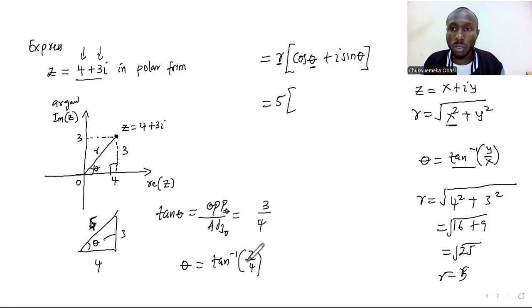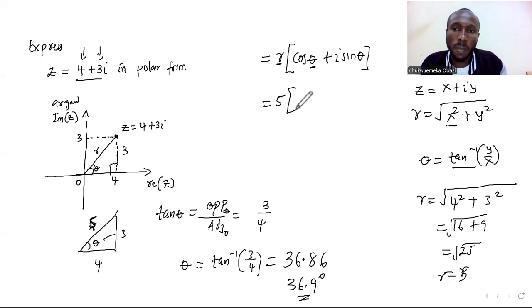Let me do that with my calculator real quick. Let's get the tan inverse. That will be shift tan, then 3 divided by 4. That gives me 36.86. So you can just say 36.9 degrees if you want.